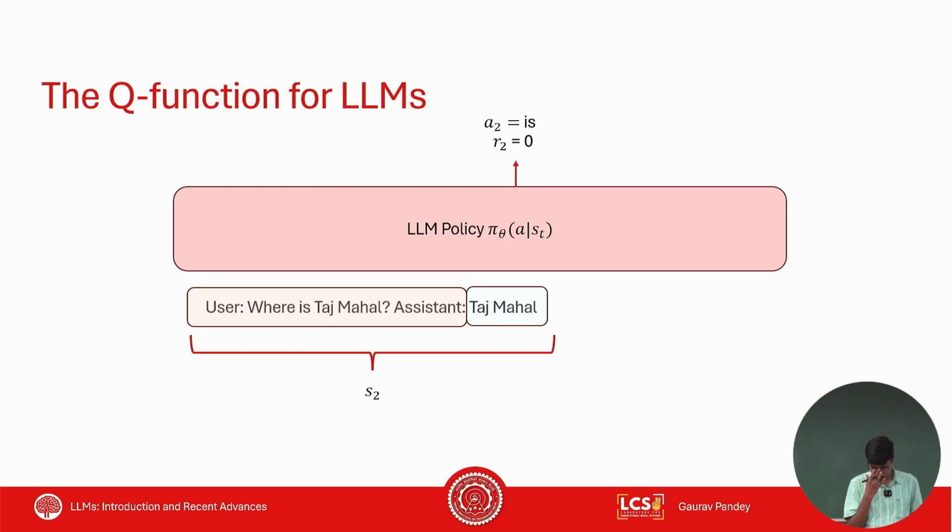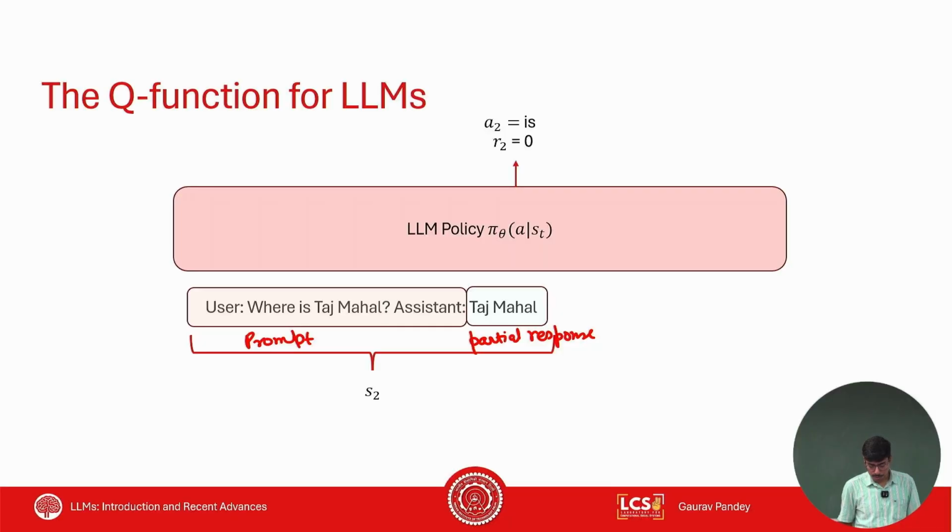So let's look at what the Q function looks like for a language model. You have the prompt and you have the partial response, or partial output, which is the word Taj. You generated the word here, and you got a reward of 0 here, because generally you get a reward at the end of generation.